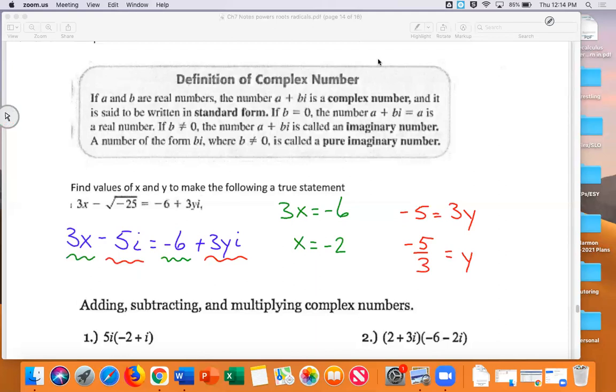All right. Jerry, are you okay with this? Like -6 plus my eyes, but there's no i.